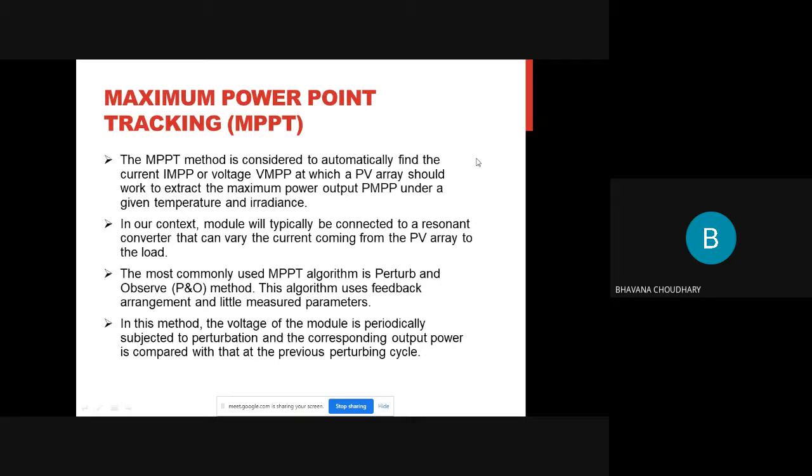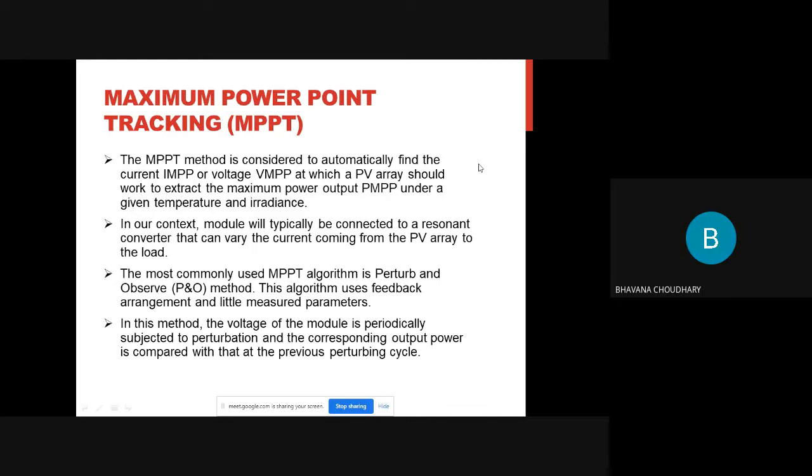Maximum power point tracking is used to extract the maximum available power from the PV module. For this project, we are using the perturb and observe method. In this method, the MPPT continuously makes changes to the voltage and monitors the changes in power.